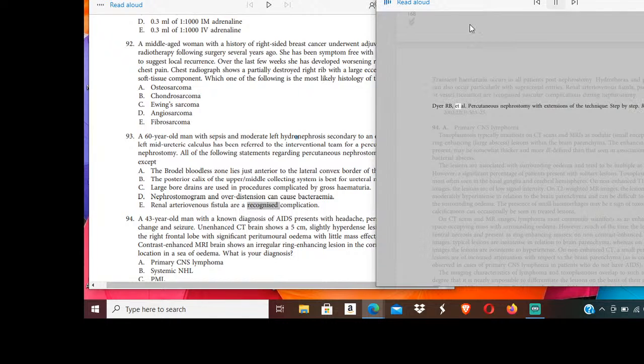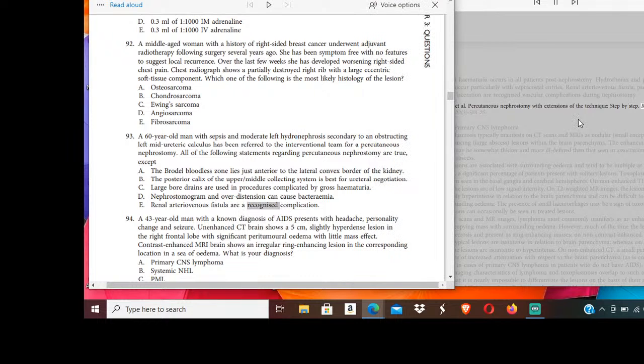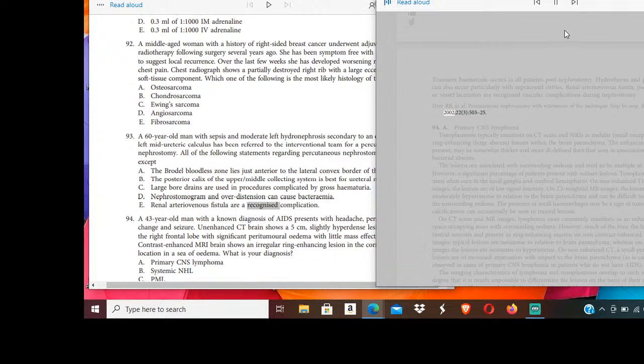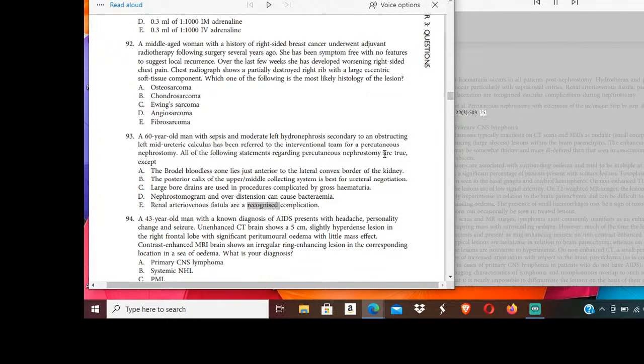Dyer RB, et al. Percutaneous nephrostomy with extensions of the technique, step by step. Radiographics. 2002;22:503-525. 94. A. Primary CNS lymphoma. Toxoplasmosis.